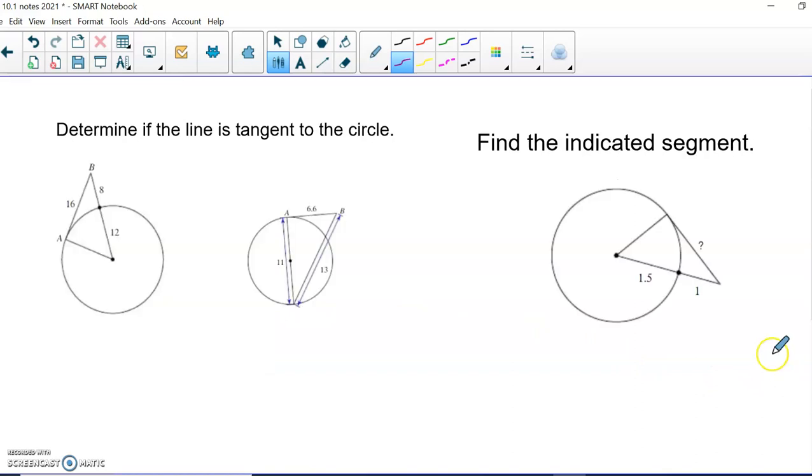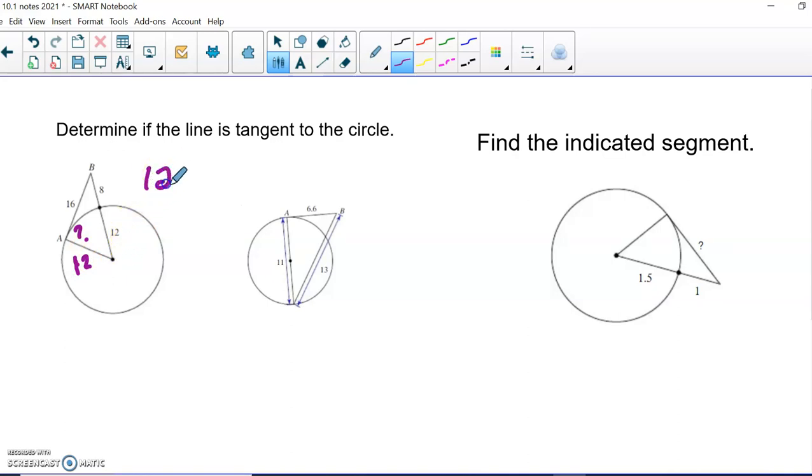The first thing we're going to do is determine if a segment is tangent. In other words, is this a right angle? And we know how to determine if a triangle is a right triangle. We do the Pythagorean Theorem. If it works, we know it's a right triangle. If it doesn't work, it's not a right triangle. Again, we know all radii are congruent, so if this radius is 12, I know this also is 12. And now we're going to do good old Pythagorean Theorem.